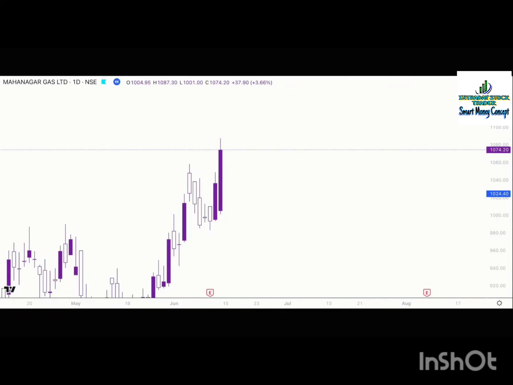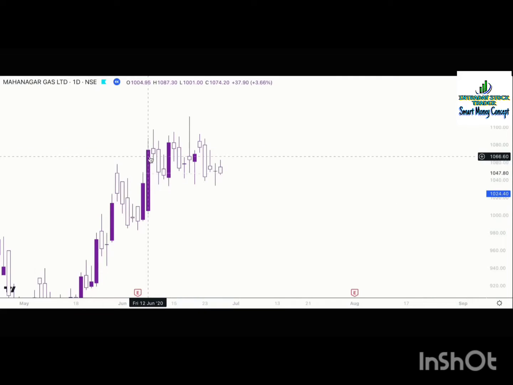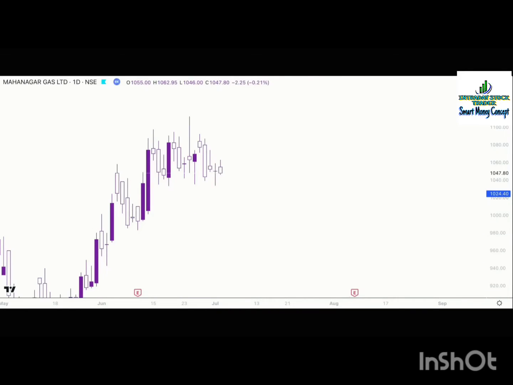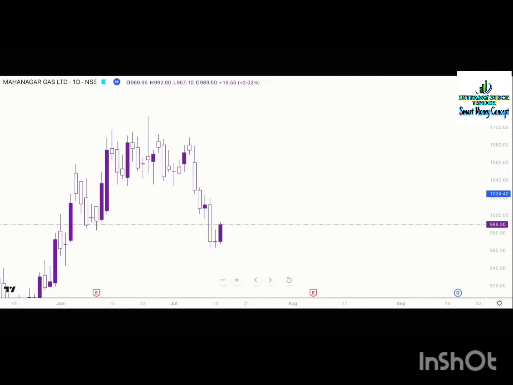Hi guys, now I'm going to explain to you how retail trading is different from SMC trading from live charts. This is a stock named Mahanagar Gas Limited, and here I'm going to show you how charts play out, and how you trade as a retail trader and how you trade as an SMC trader. When the price moves like this, it consolidates for nearly 17 days.